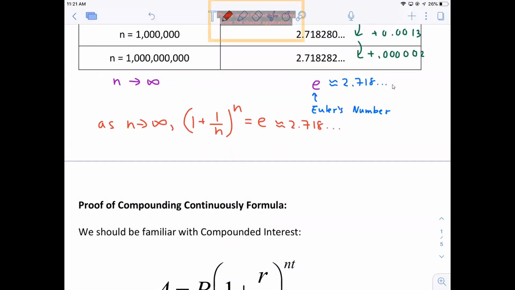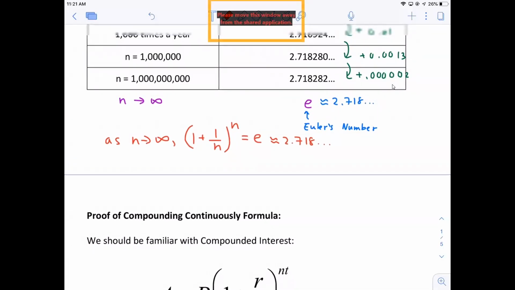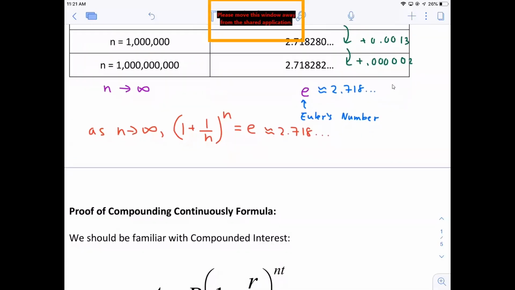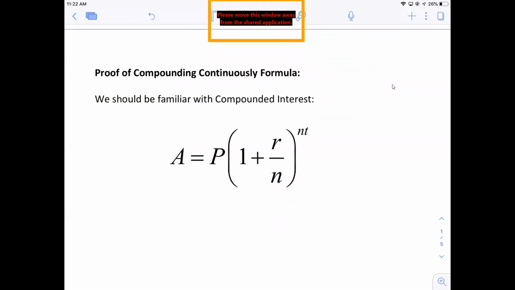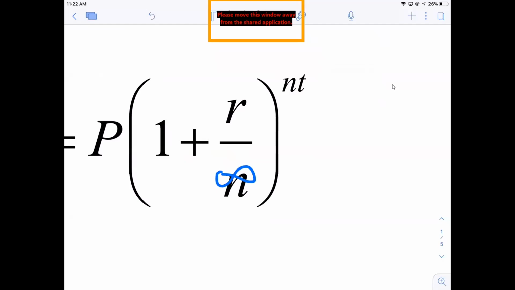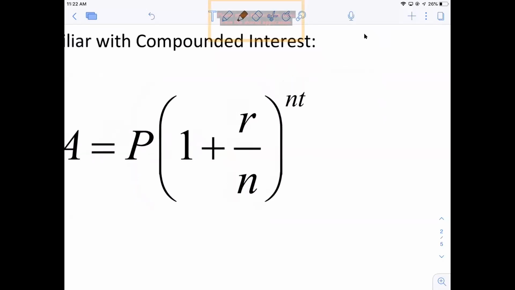All right, so E is this value we're getting as we compound continuously here. All right, so again, here's our compound interest formula. We can't use this when compounding continuously because you can't plug in an infinity into an equation, right? You can plug in a very large number for n to get an approximation, but that's not going to be good enough. So we're going to get an exact continuous compounding formula.